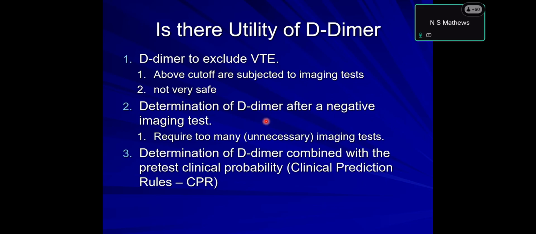Then there is the determination of D-dimer after a negative imaging test. You may require too many unnecessary imaging tests because if you're waiting for the imaging to come back negative to do a D-dimer, you might as well first do a D-dimer, which is a simple laboratory test.